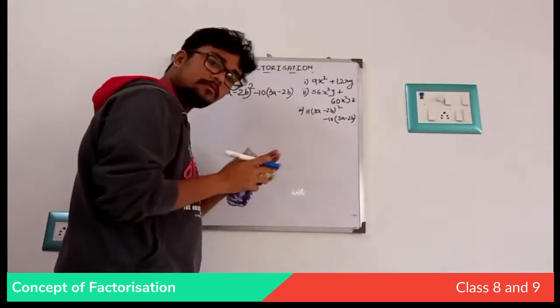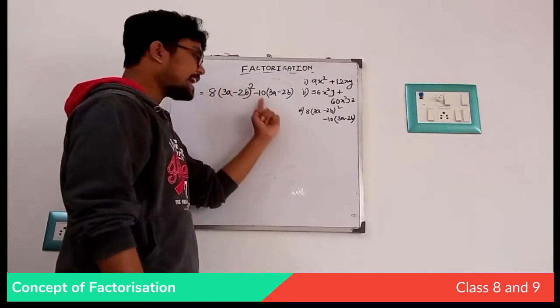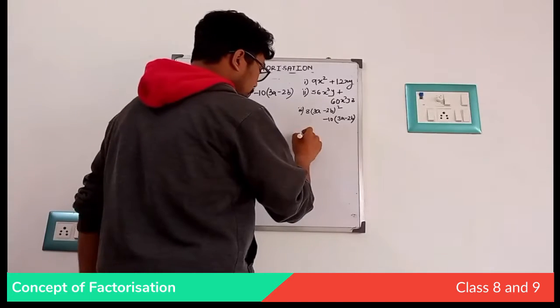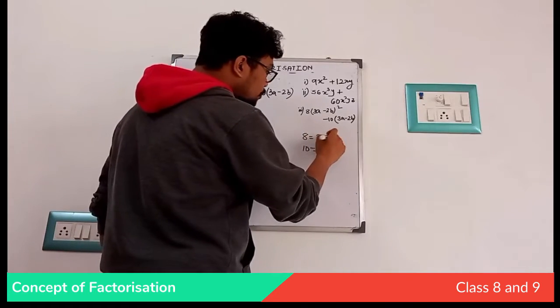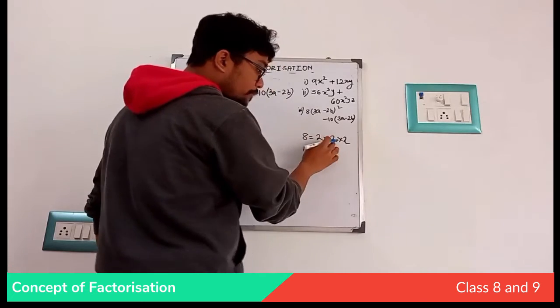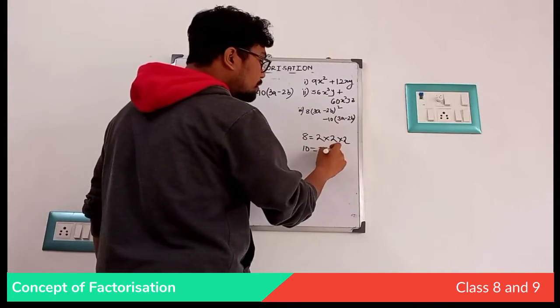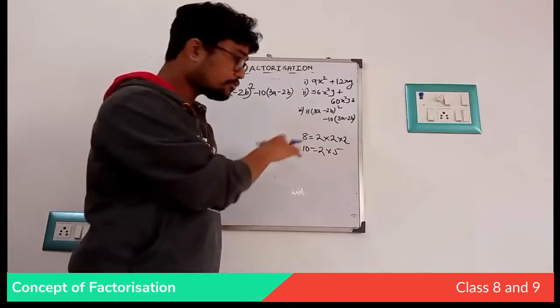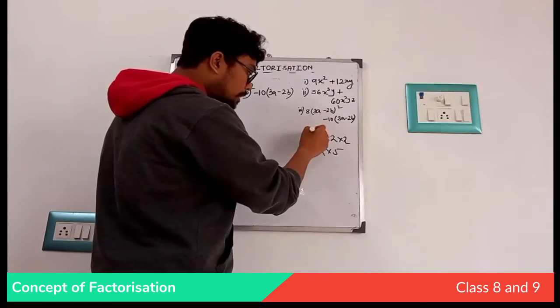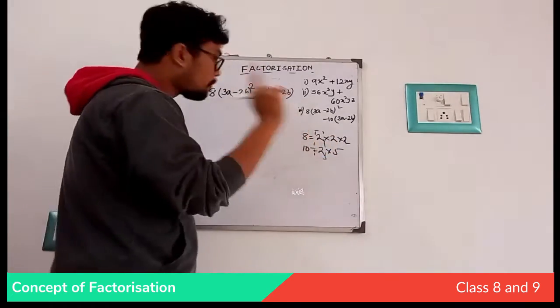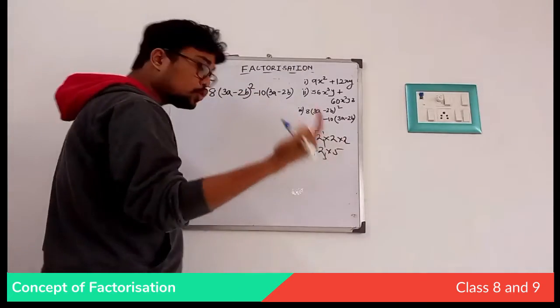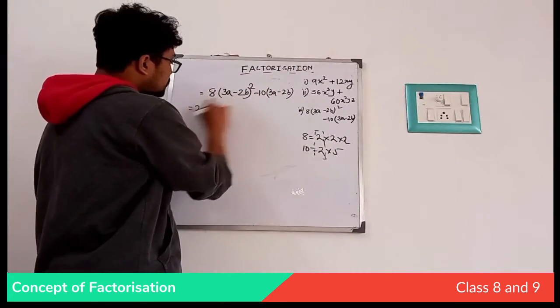So first, what are our constants? 8 and 10. So 8 can be written as 2 into 2 into 2, and 10 can be written as 2 into 5. So what are the common terms in 8 and 10? Only one common term is present, that is 2. Fine? There is only one common term. So if I take out 2 from both terms, we have to get this 2.